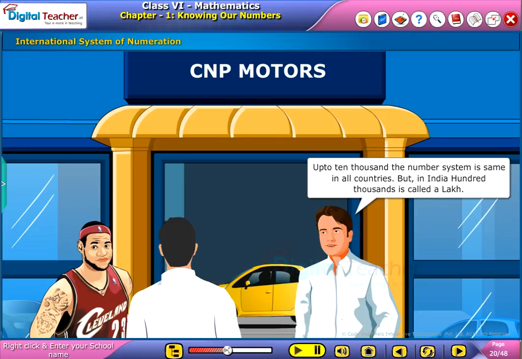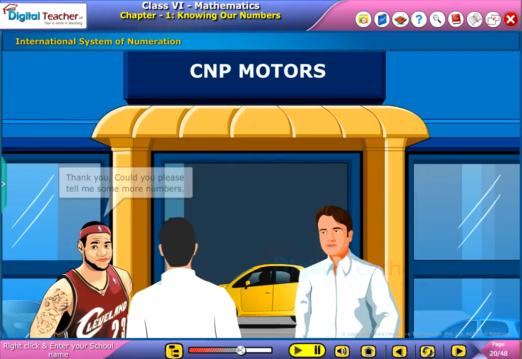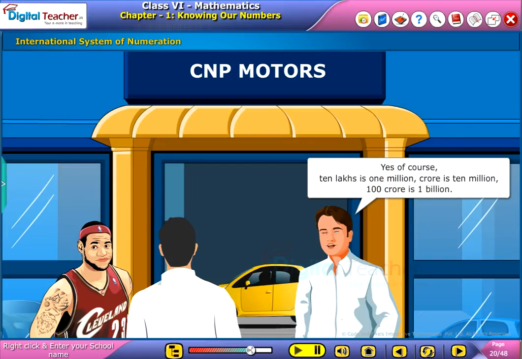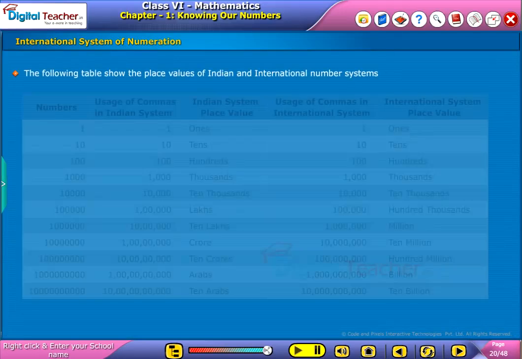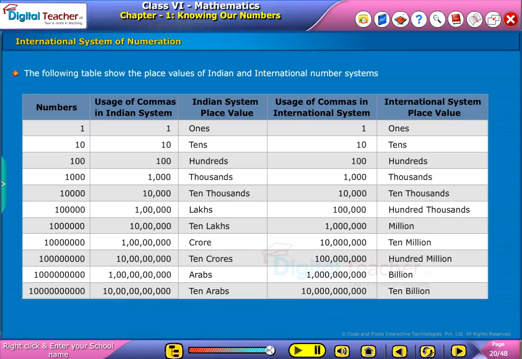Up to 10,000, the number system is the same in all countries. But in India, 100,000 is called a lakh. Thank you. Could you please tell me some more numbers? Yes, of course. 10 lakhs is 1 million. Crore is 10 million. 100 crore is 1 billion. The following table shows the place values of Indian and international number systems.